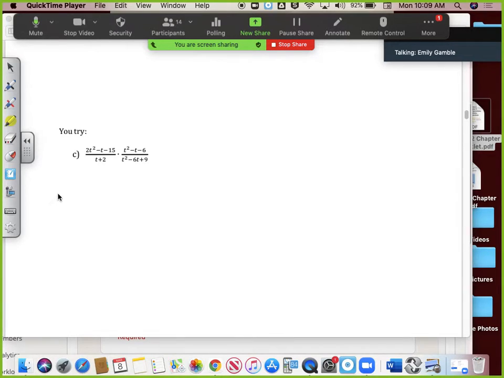Sometimes you'll be using a GCF method. Sometimes you'll be using factoring trinomials. Sometimes the leading coefficient is 1, so you can just figure out what multiplies to be this and adds to be that, and you can factor it instantly. Sometimes the leading coefficient is not 1, and you have to do the long process and then factor by grouping. So for this you try problem, we're going to do this together because I know it's been a few days since we completed these types of problems.